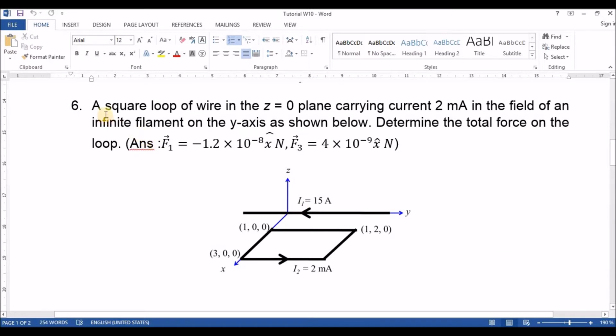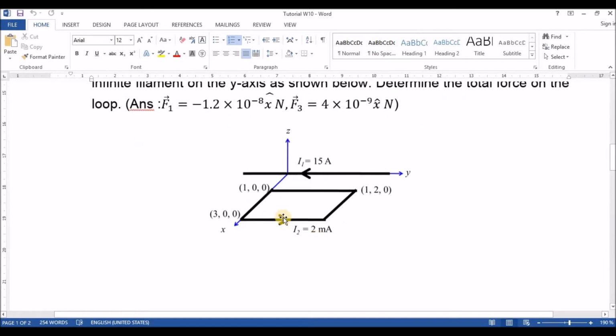A square loop of wire in the z equals 0 plane. So this one is your square loop, and these are the locations of the end of each side of the square. They are carrying currents of 2 milliampere in the field of an infinite filament on the y-axis as shown here. So now I put this square loop just beside this infinite line, and this infinite line has a current of 15 ampere. So I have to find the total force on the loop.